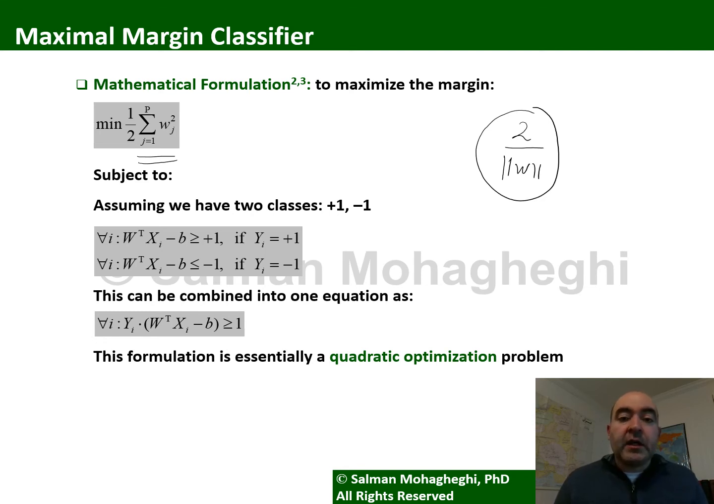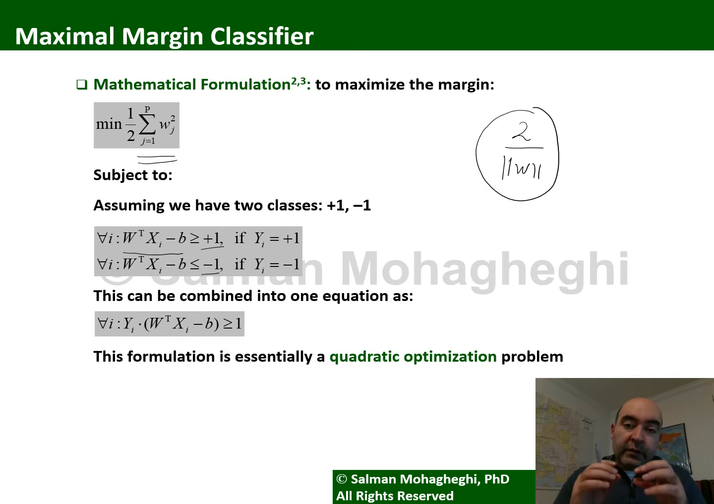Subject to what constraints? I want to make sure that for every class, either blue or red, I make the right decisions. Meaning that w transpose xi minus b is greater than 1 for class blue, and w transpose xi minus b is less than minus 1 for class red. Notice that here, unlike what I showed you on the previous slides, instead of saying positive and negative, I'm saying greater than plus 1, less than minus 1. Why is it? Because it doesn't suffice for me to be positive and negative anymore.